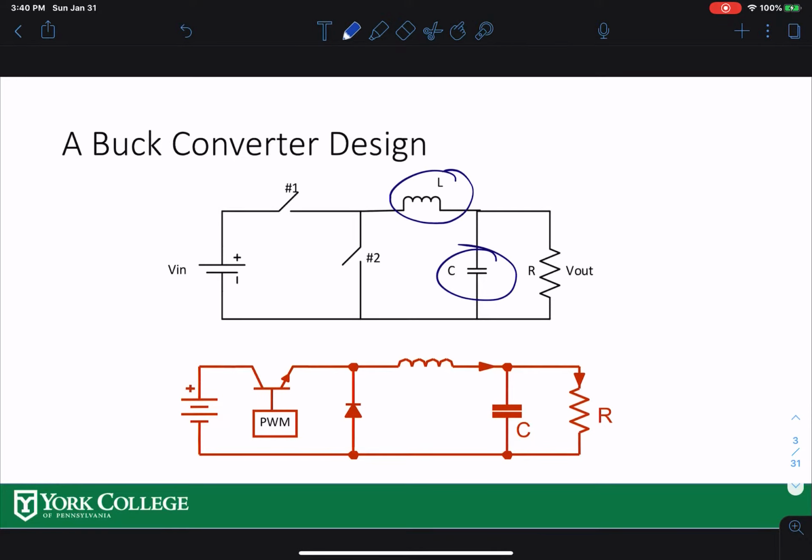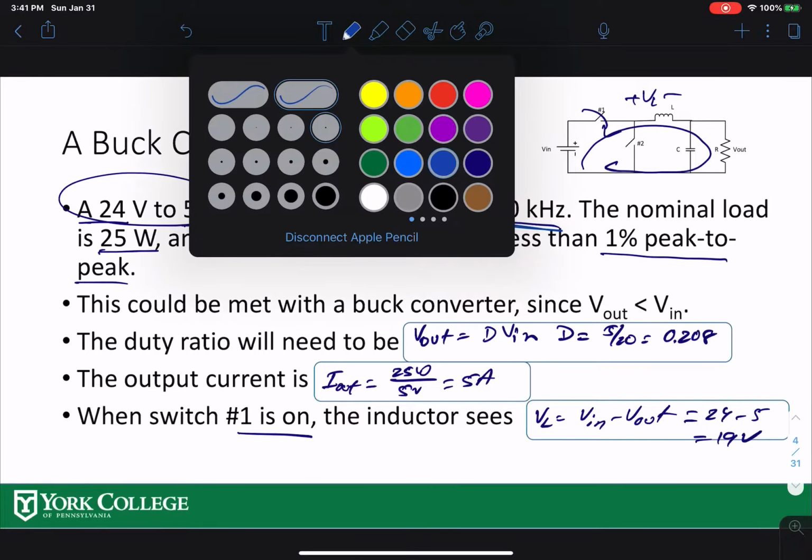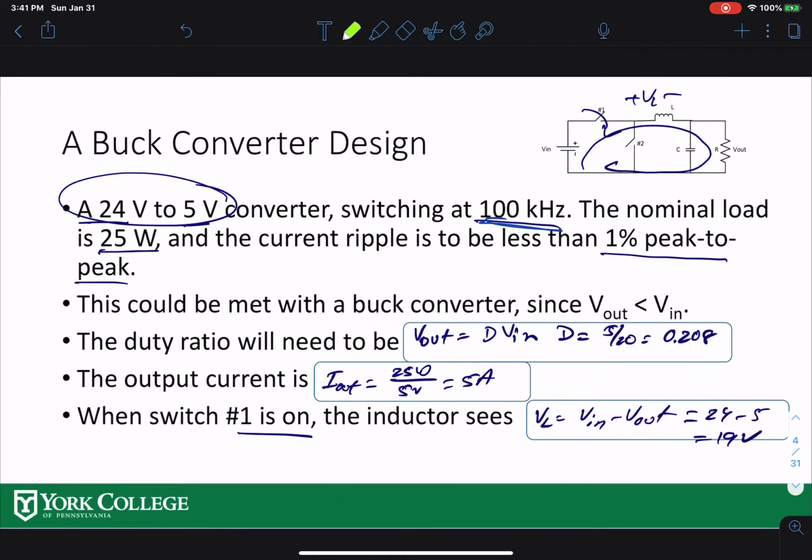For the buck converter design, we're planning to choose L and C values depending on the specification. So what specification do we have? We have the input voltage and output voltage, 24 volts and 5 volts, and the switching frequency is 100 kilohertz. That means your period T is 1 over F, 1 over 100 kilohertz, which gives you 10 microseconds. Then the power delivered is 25 watts. Then the ripple of the inductor current should be 1% or less peak to peak.